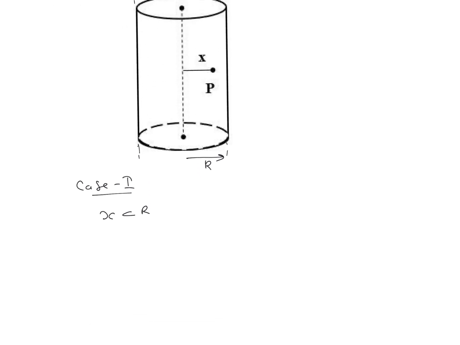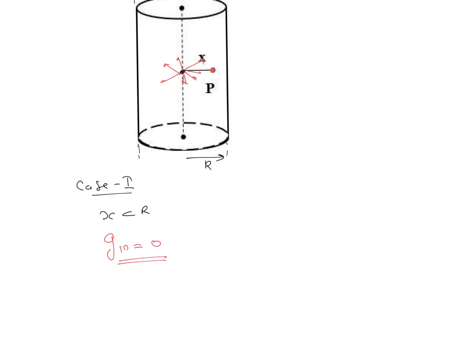When it is inside, let's say at the center, the value of x is equal to 0. If you consider a point inside, each and every point of the cylindrical surface exerts gravitational field in every possible direction, so the net gravitational field is equal to 0. Same as a hollow sphere, at any point inside the cylinder the net gravitational field is 0.